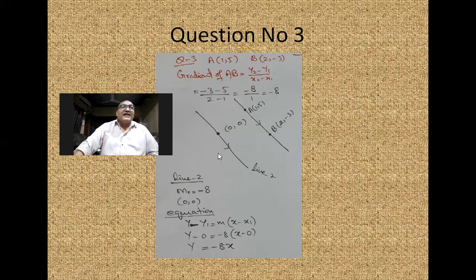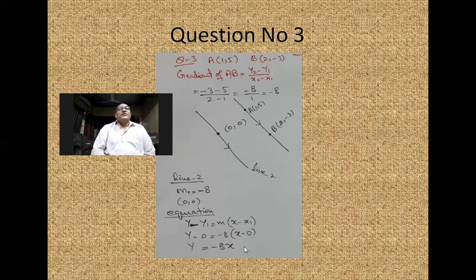We have another line passing through the origin, that is (0, 0), and it has the same gradient as AB. So the gradient of this line too will be minus 8, and it is passing through (0, 0). So I can find the equation of this line. You know how we find this equation: y minus y1 equals m bracket x minus x1. So y minus y1, which is 0, equals m, which is minus 8, bracket x minus x1, which is also 0. So you will have y equals minus 8x.